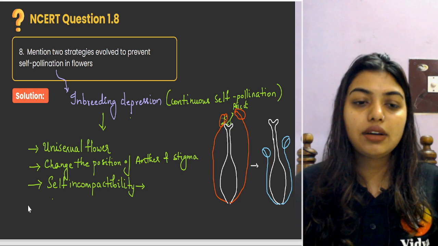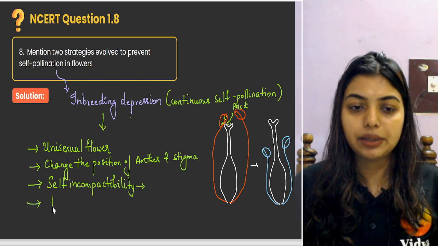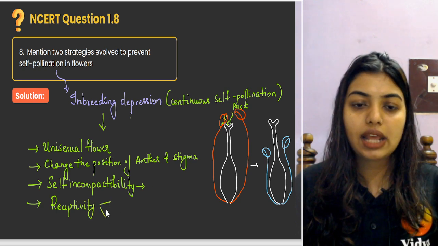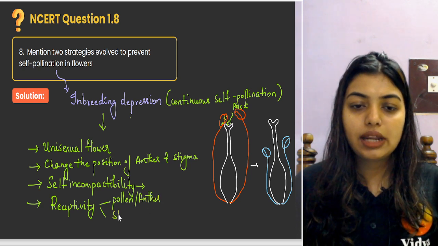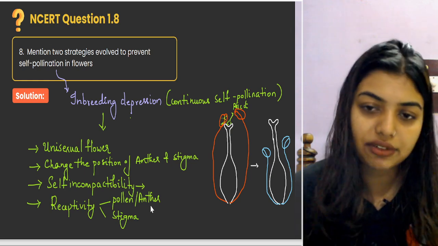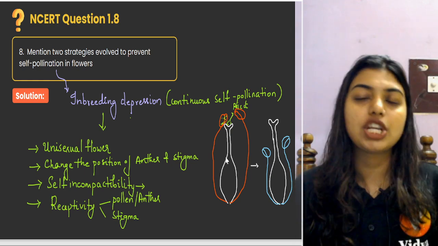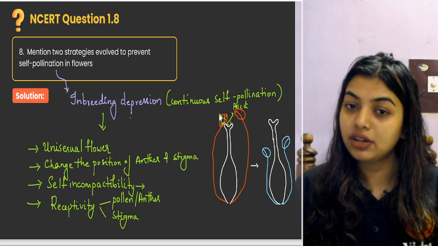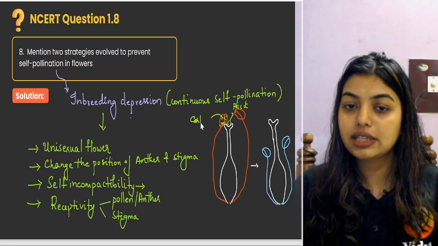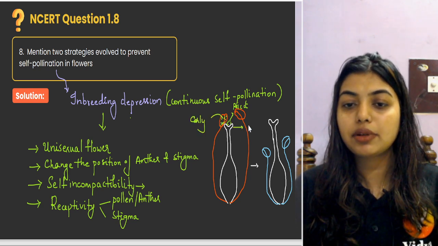Then the fourth step is the receptivity. What is receptivity? The anther and the stigma will get matured at different times. Now imagine we cannot change the position, or such a condition is there. What will happen? The pollen grain will dehisce earlier, maybe. The anther will dehisce earlier, and the stigma will get receptive later.